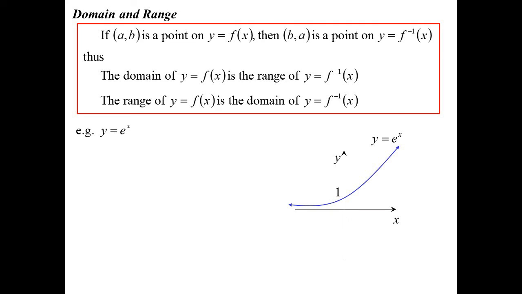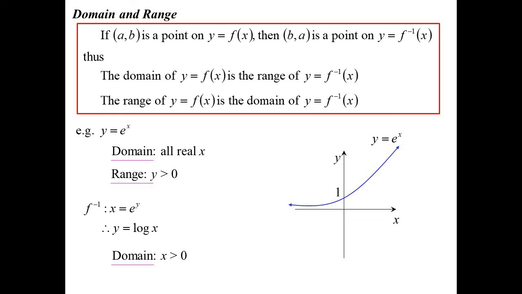y equals e to the power of x, our basic exponential. The domain of that is all real x. The range, however, is y is greater than 0. Now, the inverse function of the exponential is the logarithm. And that's how we undo the exponentials. We log both sides. So it would be y equals log x. Now, the domain of y equals log x, you may recall, is x is greater than 0. And the range is all real y.